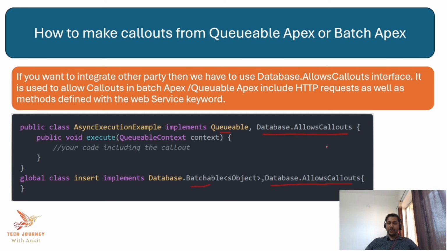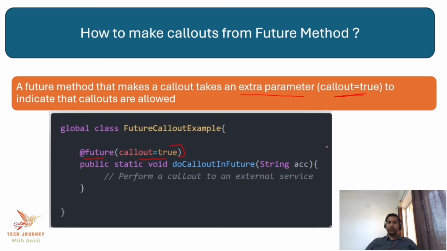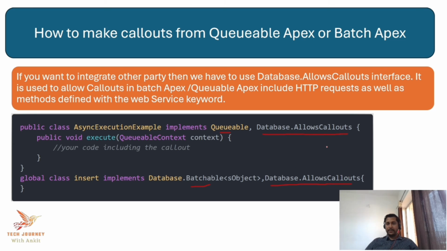So we discussed all the asynchronous methods. First one is the future method, where you have to specify callout equal to true. For the queueable and the batch Apex, you have to implement the interface Database.AllowsCallouts. From the schedulable Apex, callout is not even possible.